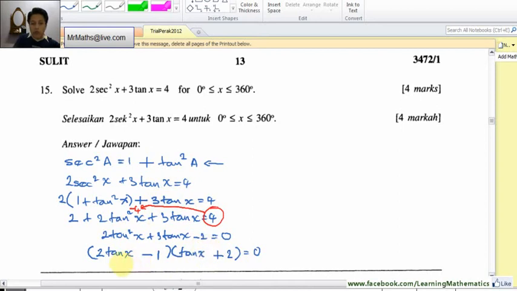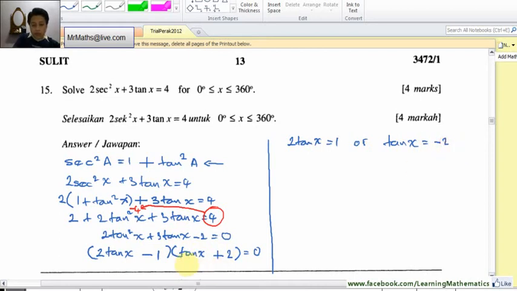Let's check it out. 2 tangent x times 2, that becomes 4 tangent x. And then we have to minus 1 tangent x, which results in 3 tangent x. So this factorization is correct. Let's continue over this side. That means it is either 2 tangent x is equal to 1 or tangent x equal to minus 2, right?